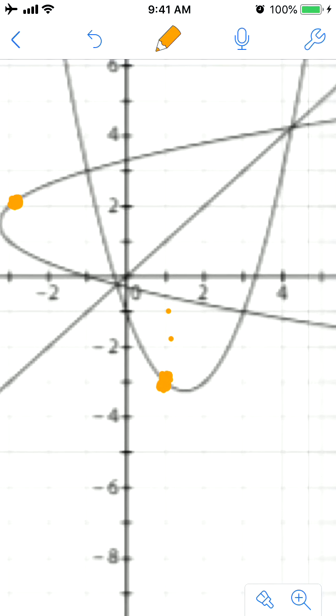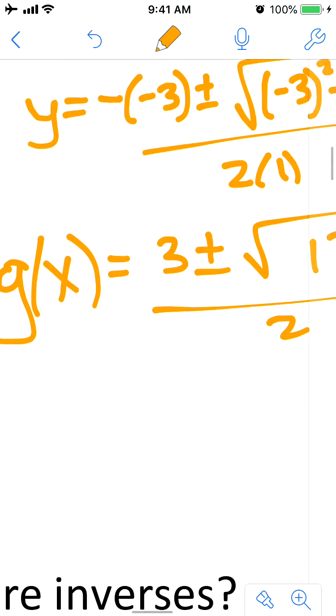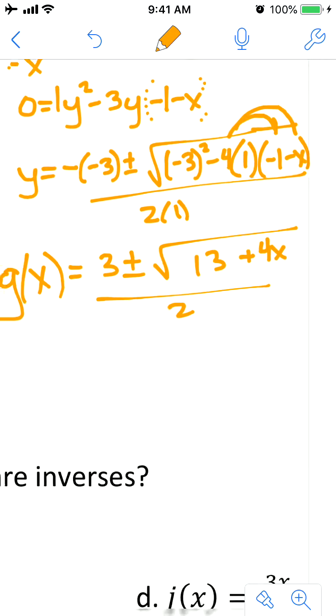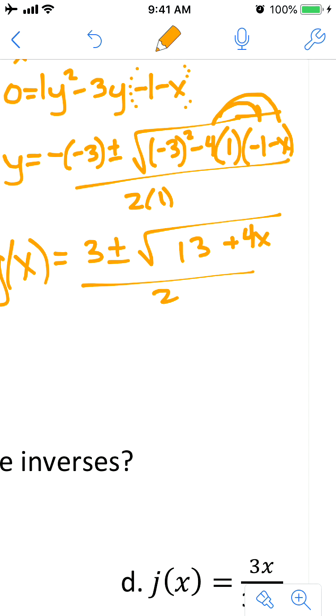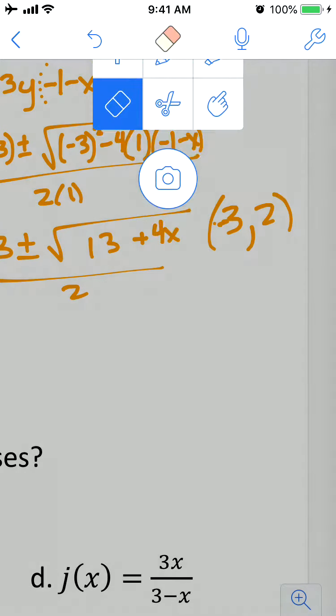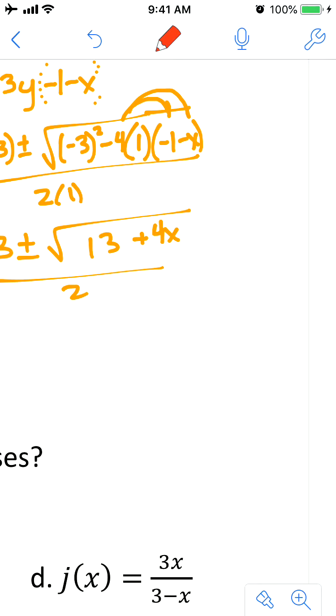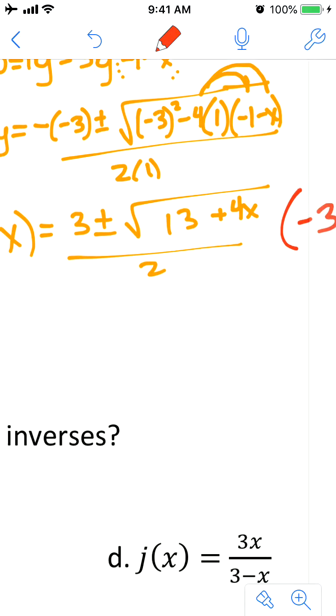Interesting. This is back 1, 2, 3, and up 2. So back 3 and up 2. So this is negative 3, comma 2. What are we supposed to do with this? How do you check a point? Oh yeah. Okay, so we're supposed to plug in negative 3 and hope we get 2, right? Cross our fingers to hope we get 2.